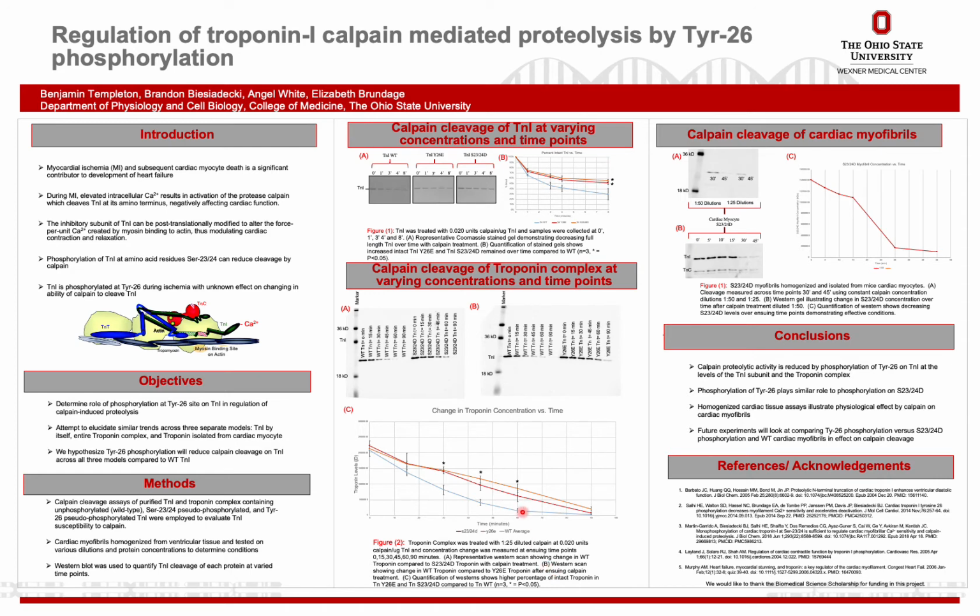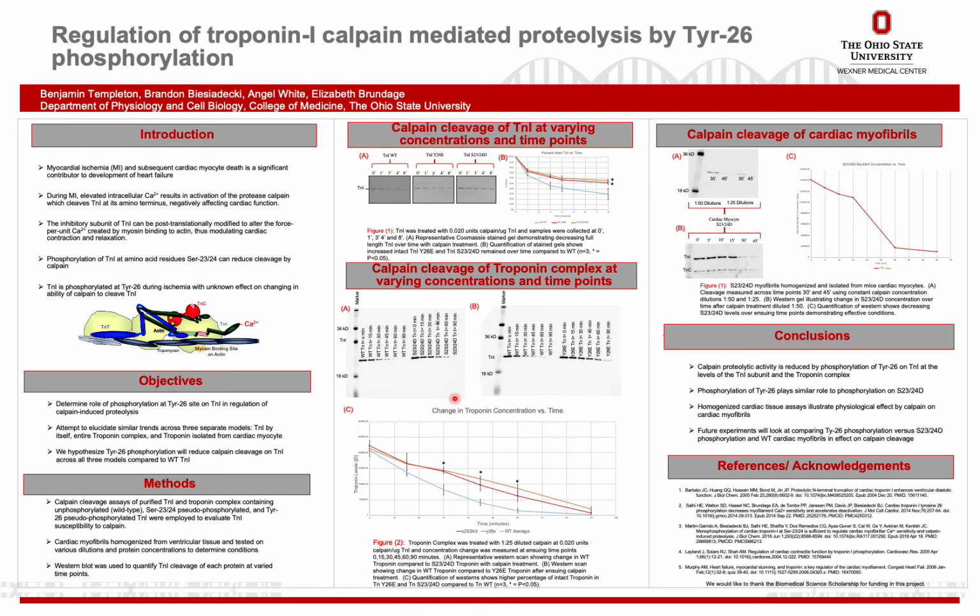Now in this lower quadrant, we conducted a similar test as in this part. However, we did this using the entire troponin complex, not just TNI by itself. So again, we exposed it to calpain, this time diluted 1 to 25 at 0.02 units of calpain per microgram of TNI. And the concentration change was measured across time points 0, 15, 30, 45, 60, and 90.